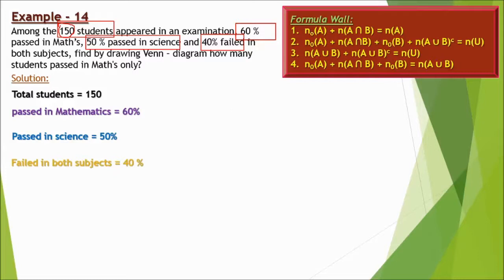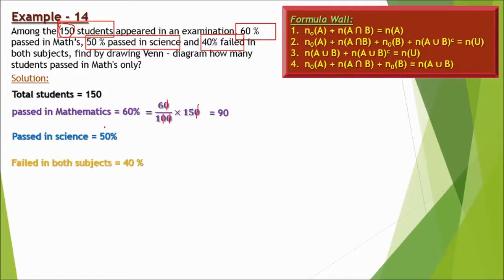Now what we have to do is convert this 60% into a number, and how we are going to do it is, you can see, 60 by 100 into 150, the total. So we can cancel a 0 here and 0 here and 0 here and 0 here. So it is 6 into 15. It is 6 into 15, that is 90.